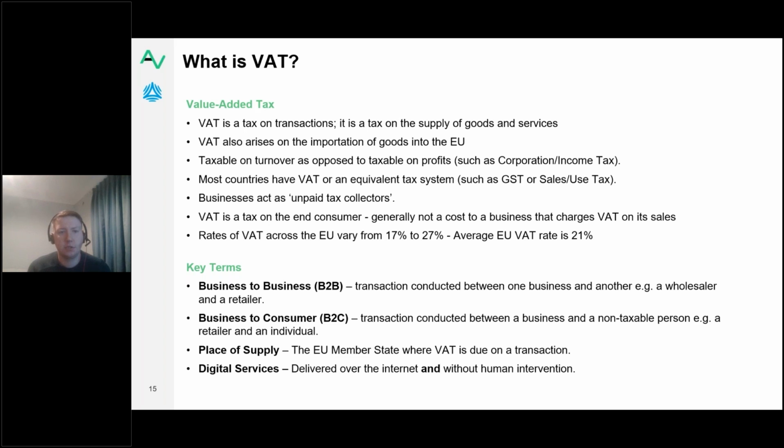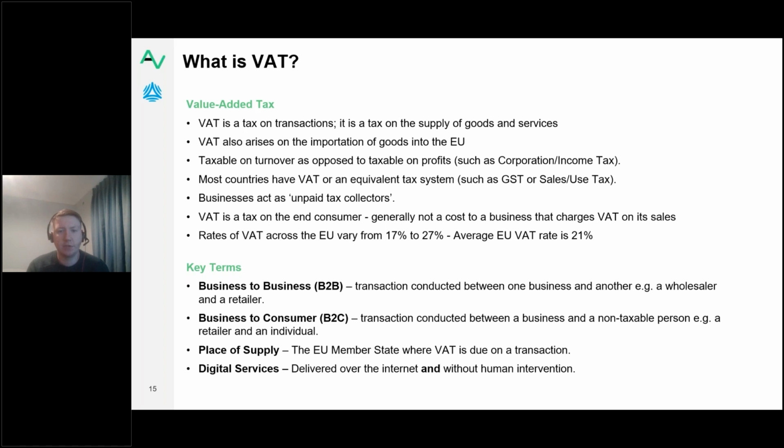So to start, what is VAT? So value-added tax is a tax on transactions. It's a tax on the supply of goods and services. It also arises where goods are imported into the EU from outside the EU. So as opposed to income tax and corporation tax, it is taxable on the turnover of an entity rather than their profits. So you could have an entity that is in a loss position but still has to pay tax, still has to pay VAT.